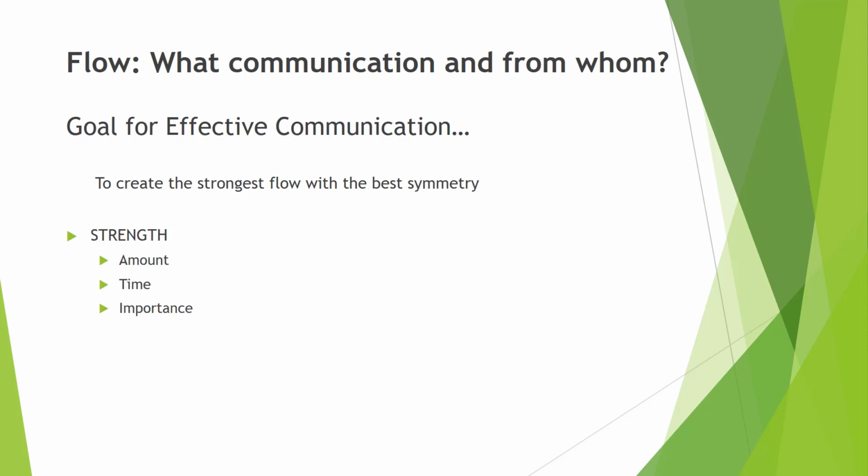What do we mean by strongest flow, right? That is choosing the right amount of content and sending that message at the right time, and communicating the right level of importance. So, for example, if you have a minor message, that you want to let people know that the meeting time has been changed, and you send off a dramatic email, you are making that message way more important than it has to be. And the next time you send a message that really is important, people may not listen to it.